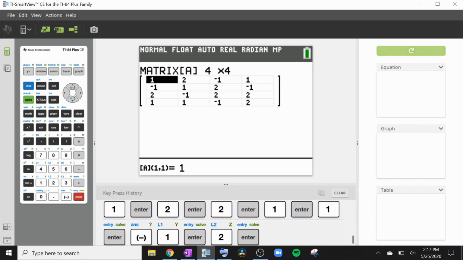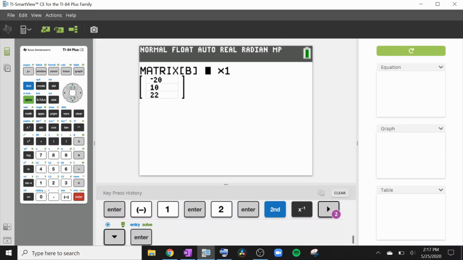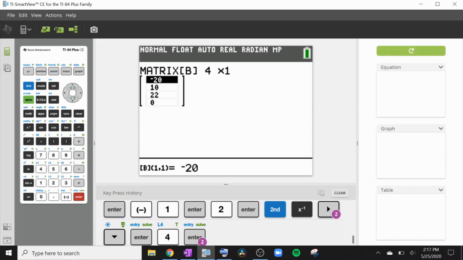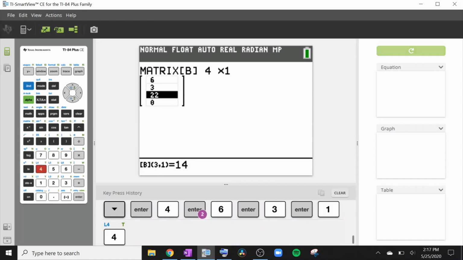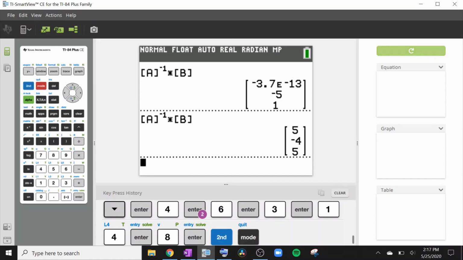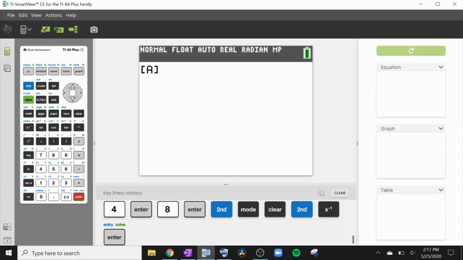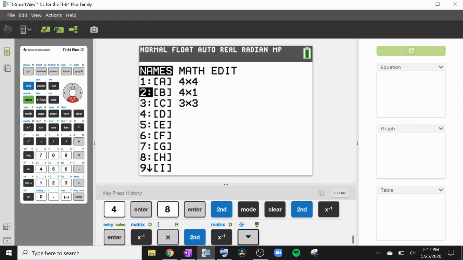And now let's go into the matrix page again, and let's enter in our 4 by 1 matrix, matrix B. So matrix B, we're going to change both the dimensions and the elements in our calculator. So we end up with 6, 3, 14, 8. Okay, even though we're dealing with a 4 by 4 matrix, like I said before, the rules are the same. And so we're going to do matrix A inverse times matrix B.